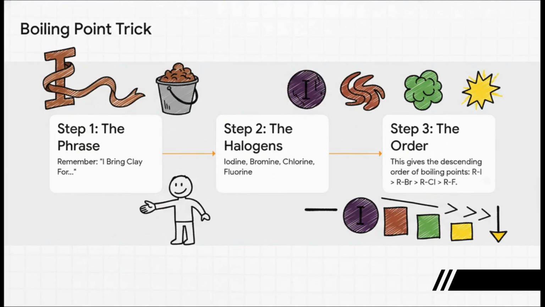But first, I've got a little memory trick for you for that super important boiling point trend. Just remember this silly little phrase: I bring clay for. See? The first letter of each word gives you the order from highest boiling point to lowest. Iodine, bromine, chlorine, fluorine. Say it out loud right now wherever you are. I bring clay for. It's kind of goofy, but trust me, it works.